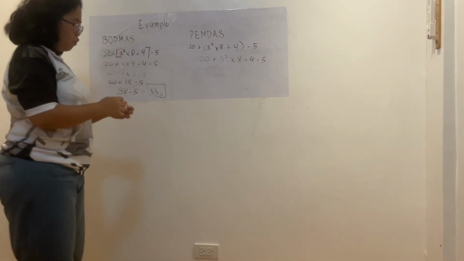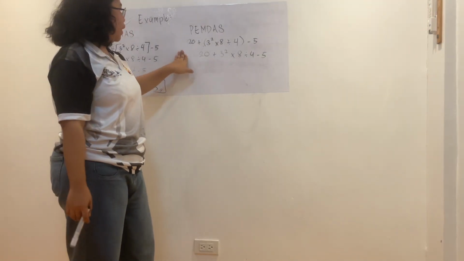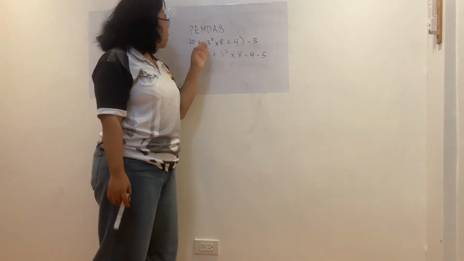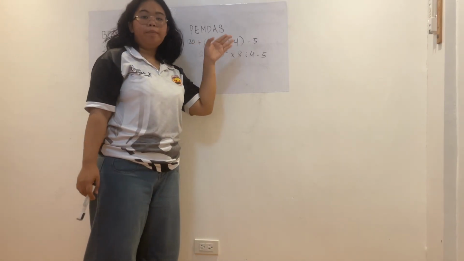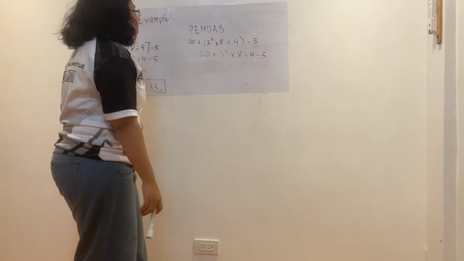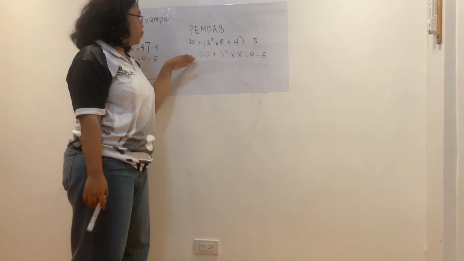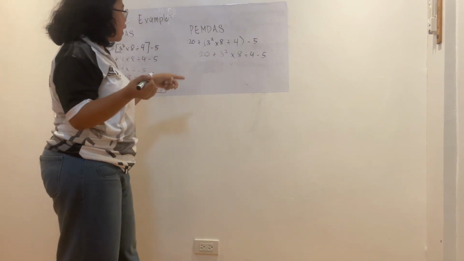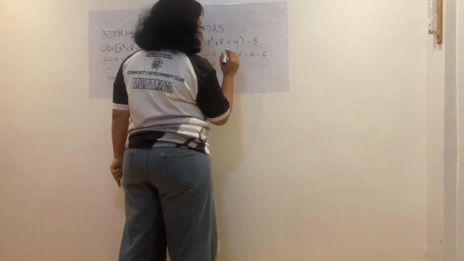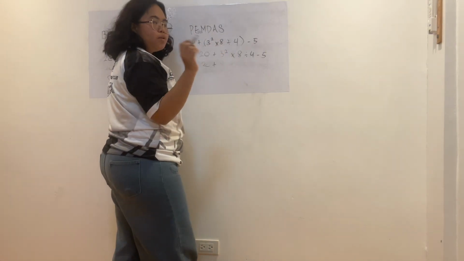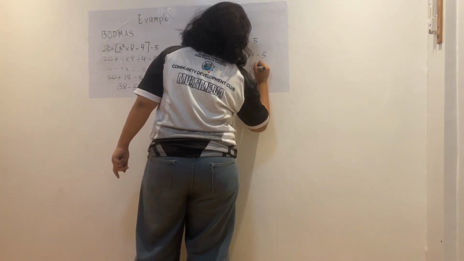Now, let's move on to our PEMDAS. So now, dito na tayo sa PEMDAS. So we have 20 plus parenthesis 3 squared times 8 divided by 4 parenthesis minus 5. So, katulad lang din sa BODMAS, kailangan natin silang i-bring down. So, yan. So, copy ulit natin ang 20 plus 3 squared is equal to 9 times 8 divided by 4 minus 5.